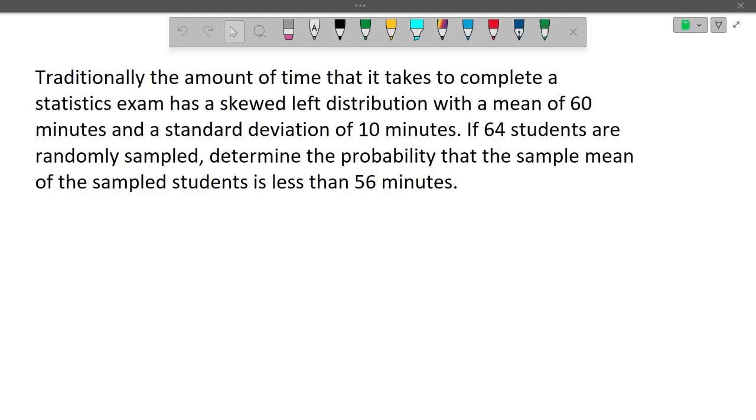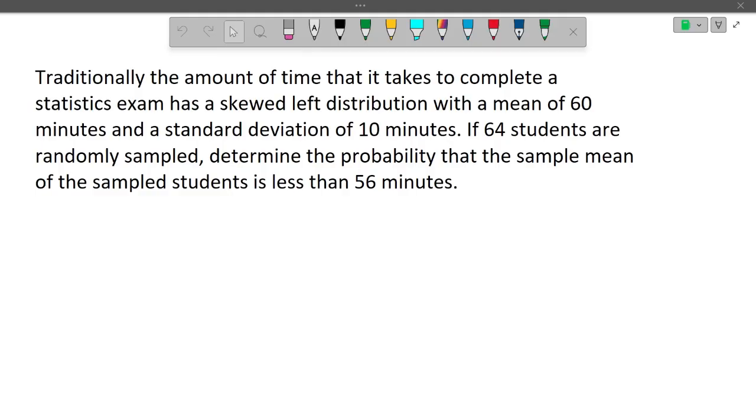Here's the question. Traditionally, the amount of time it takes to complete a statistics exam has a skewed left distribution with a mean of 60 minutes and a standard deviation of 10 minutes. If 64 students are randomly sampled, determine the probability that the sample mean of the sampled students is less than 56 minutes. Okay, let's start to break down what's going on.